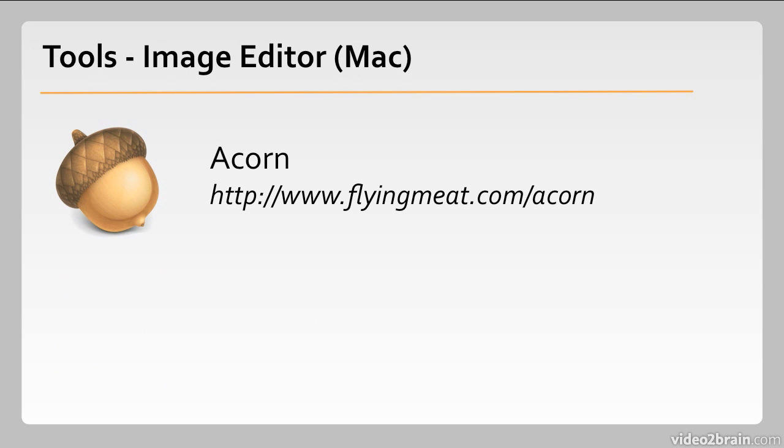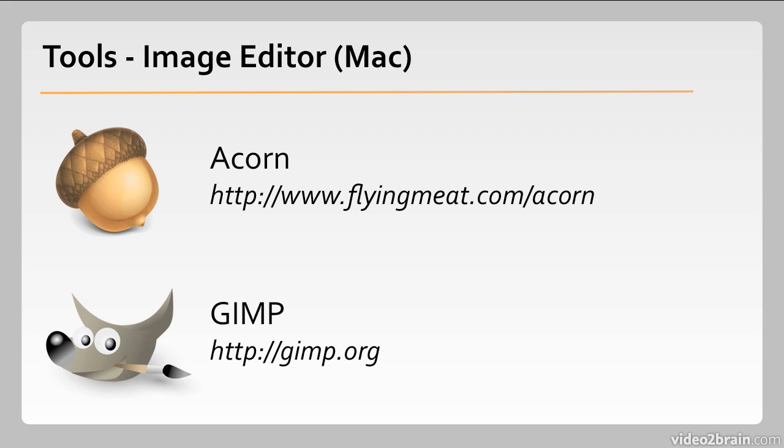For Mac image editors, I would certainly recommend Acorn. This is another piece of indie software made by a company called Flying Meat. If you're looking for a free alternative, GIMP is available for all platforms, Mac, Windows, and all kinds of Unix. It stands for the GNU Image Manipulation Program, and it can do just about anything.